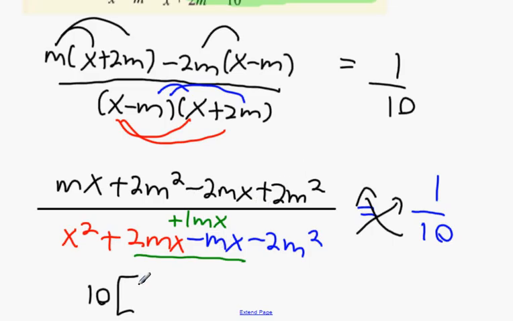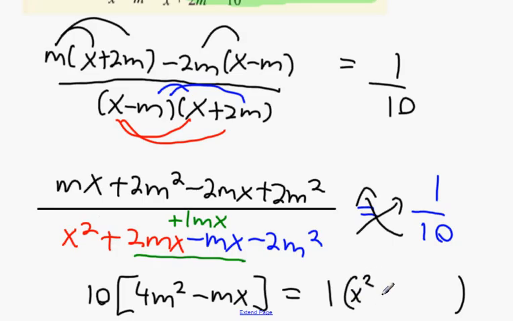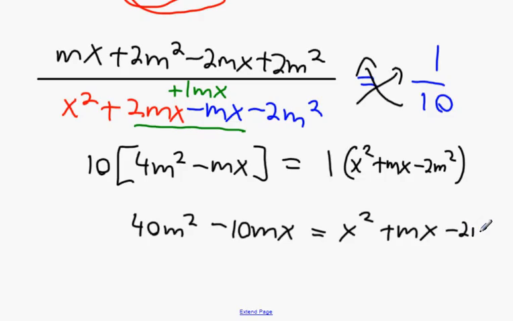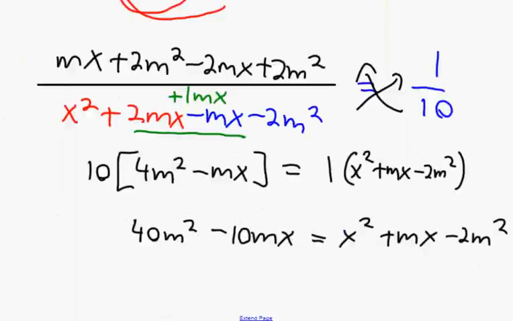Okay, so it's 4m squared, mx minus 2mx minus mx, and that's going to equal 1 multiplied by x squared minus 2m plus mx minus 2m squared. Okay, now what we're going to get here is 40m squared minus 10mx equals x squared plus mx minus 2m squared. Okay, well, the whole key to the question is it wants x on its own.